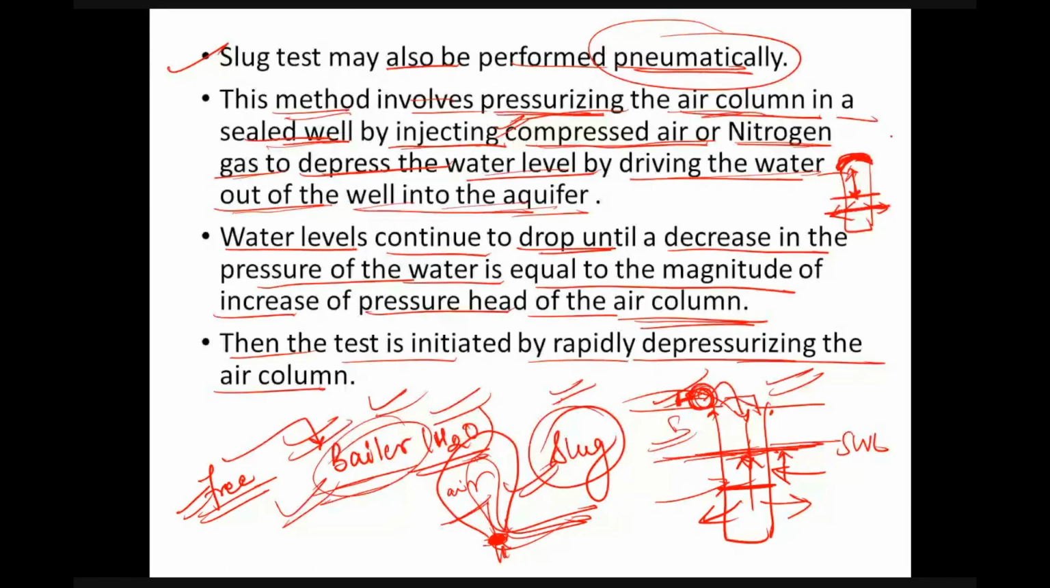Now, how much will be this decline? The water level continues to drop until the decrease in the pressure of the water is equal to the magnitude of increase of pressure of the head of the air column. So it declines until the pressure is equivalent to the pressure exerted by this air over this water. Then the test is initiated by rapidly depressurizing the air column.